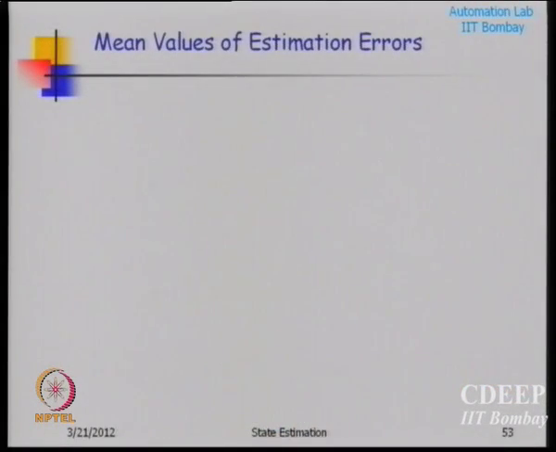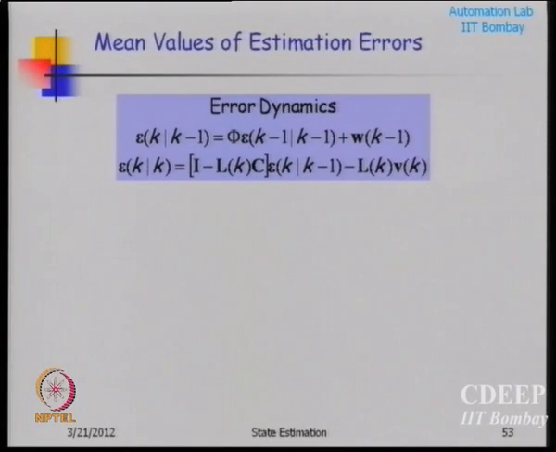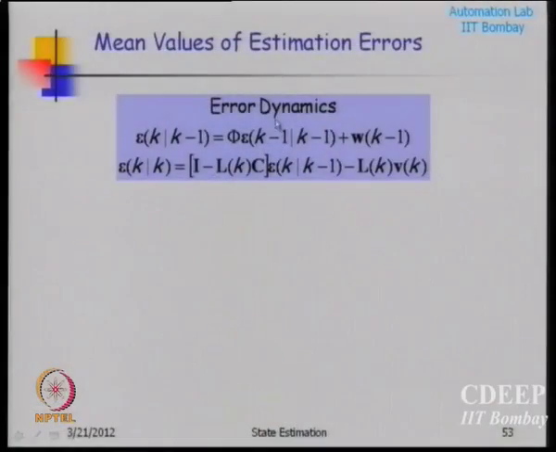So now I want to find out the mean value of the error. My error dynamics together: I have written these two equations together. These two are coupled equations. K minus 1, K minus 1 gives me K, K minus 1. K, K minus 1 gives me K, K. K, K will be used at time K plus 1, K, and that will give you K plus 1, K plus 1 and so on. Everything depends upon epsilon 0, 0. If you know epsilon 0, 0, you will know epsilon 1, 0. If you know epsilon 1, 0, you will know epsilon 1, 1. If you know epsilon 1, 1, you will know epsilon 2, 1 and you can start rolling.